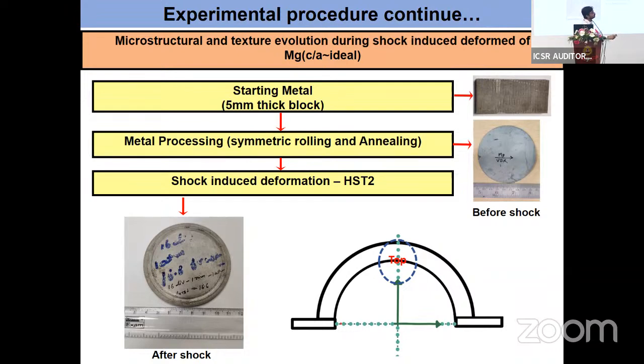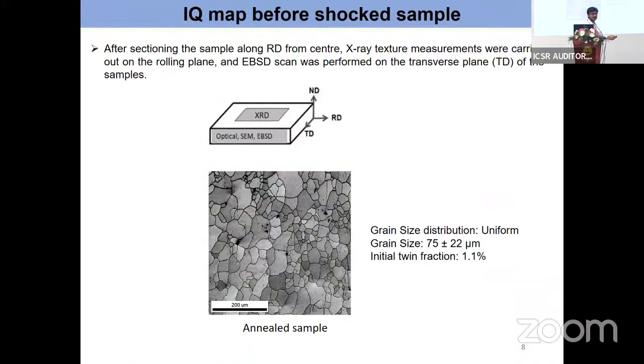So actually, two types of characterization I did of the deformed sample. For pole figure measurement, for texture measurement, I did X-ray, and for microstructural characterization, I did EBSD. So EBSD is an SEM-based technique, and I got microstructural features by this characterization.